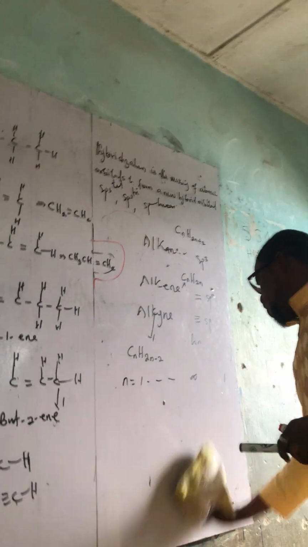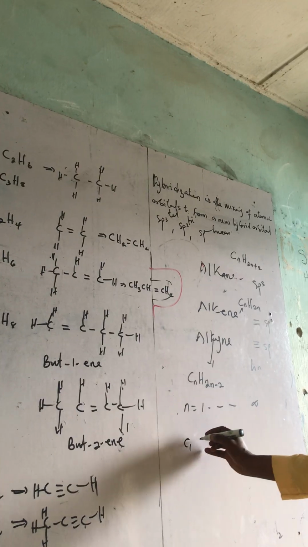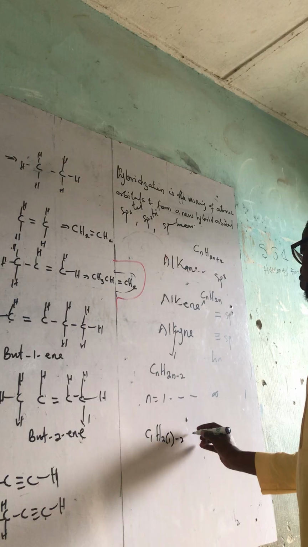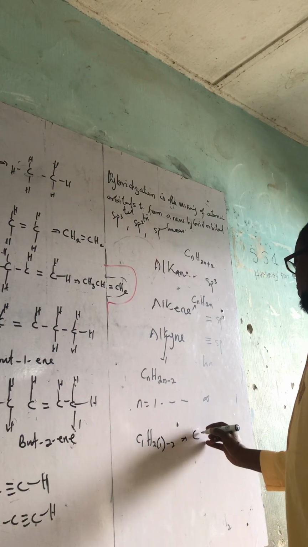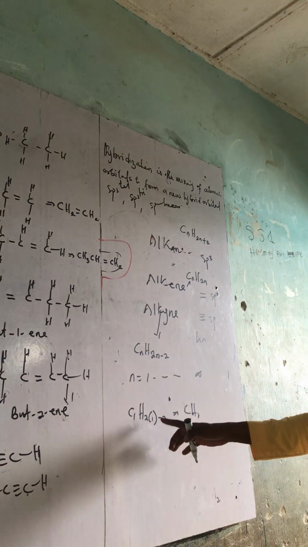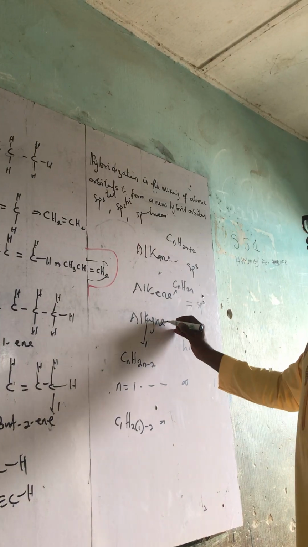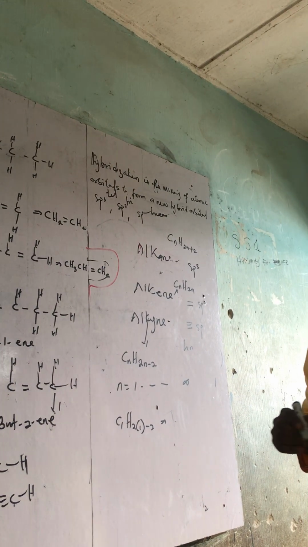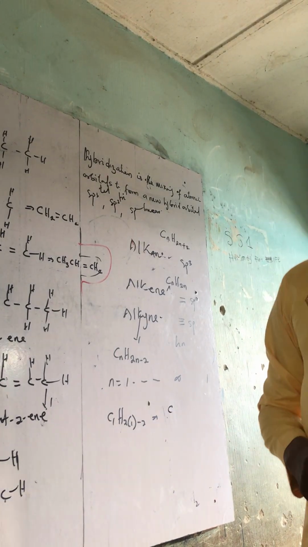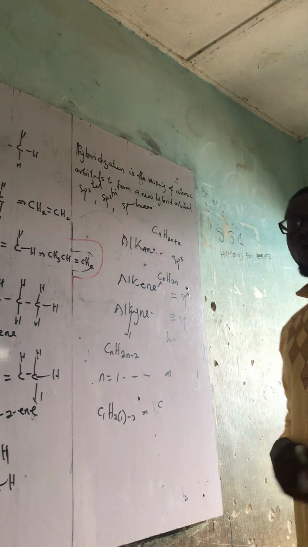So let's get the first one now. When n is 1, C1, then I have 2 into bracket 1, then minus 2. So I'll be having C, then H0, because 2 times 1 is 2, and 2 minus 2 is 0. Which means there's nothing like this. And that is why alkyne has no member called methyne, because in methyne we have ordinary word C. So the alkyne family has no member that can be called methyne.